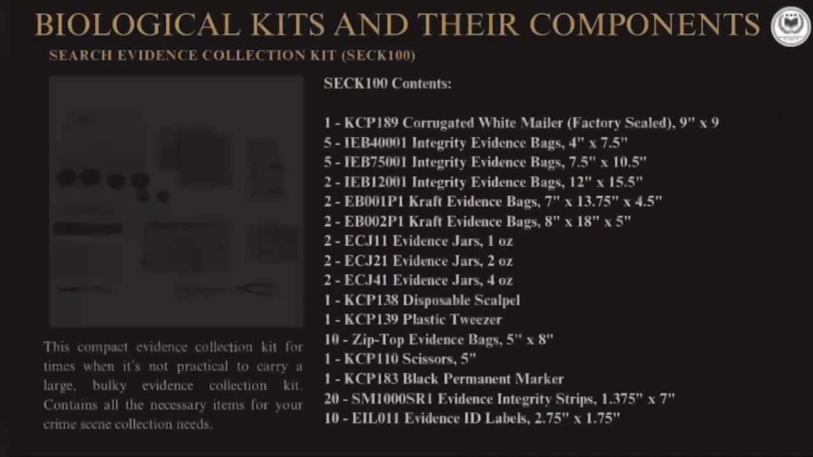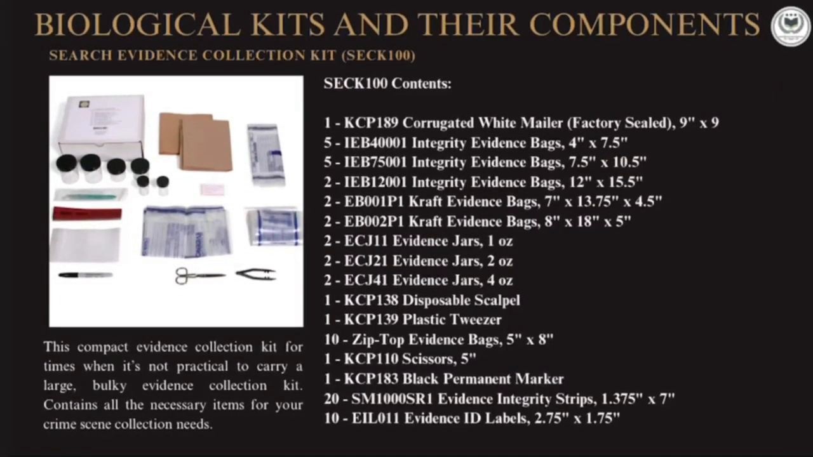Biological kits and their components. Search Evidence Collection Kit, which is designed to provide comprehensive tools and materials for effective crime scene analysis and evidence collection. Its contents are corrugated white mailer, integrity evidence bags in different dimensions, craft evidence bags, evidence jars of 1 to 4 types, disposable scalpel, plastic tweezer, zip top evidence bag, scissors, black permanent marker, evidence integrity strips, evidence ID labels.